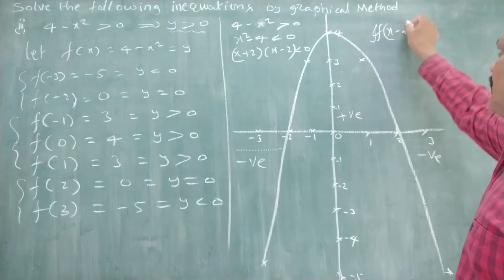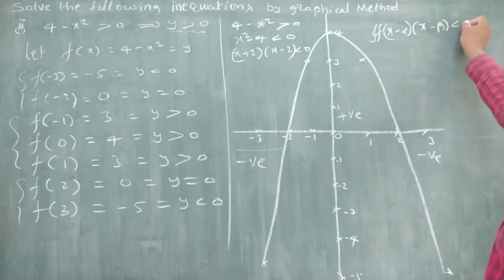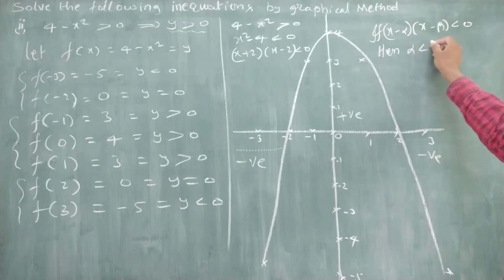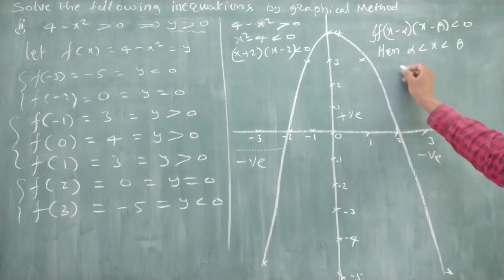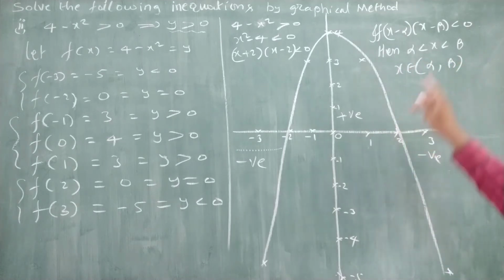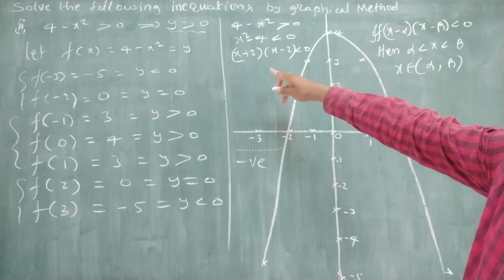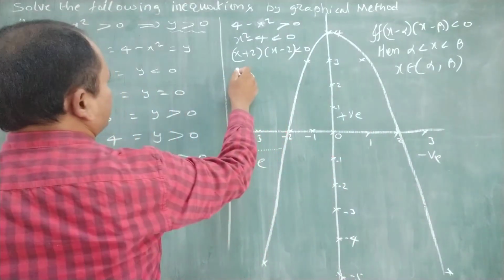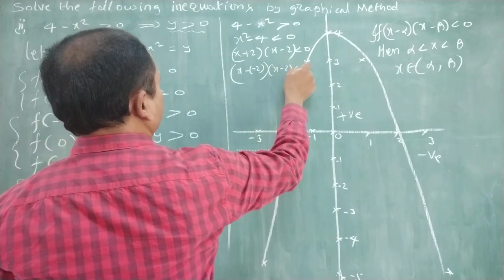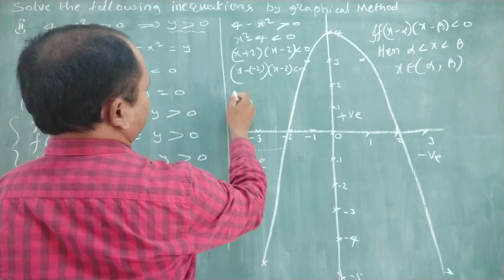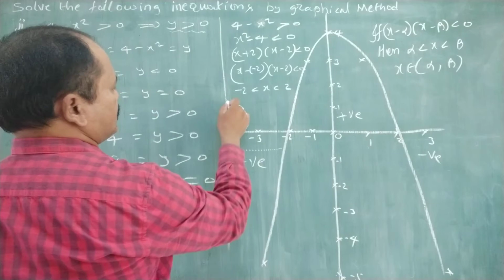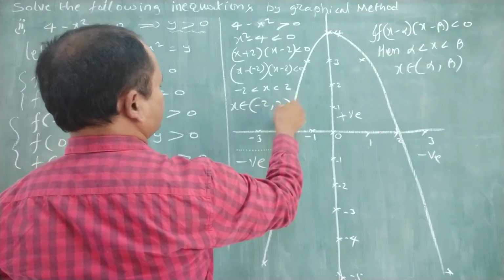So we know the formula. If (x minus alpha) into (x minus beta) is less than 0, then alpha less than x less than beta. That's why x belongs to open interval alpha, beta. According to this, here we have to write (x minus of minus 2) into (x minus 2) less than 0. That means minus 2 less than x less than 2. That's why x belongs to open interval minus 2 to 2.